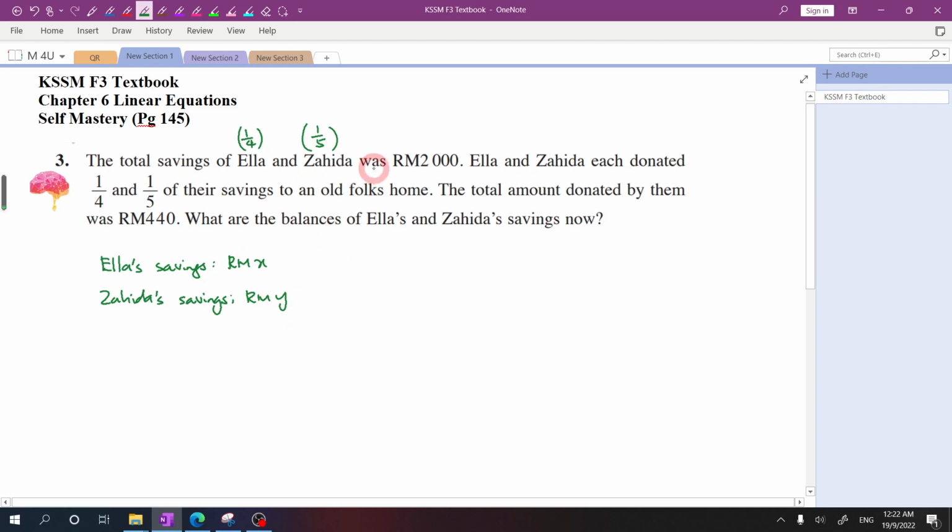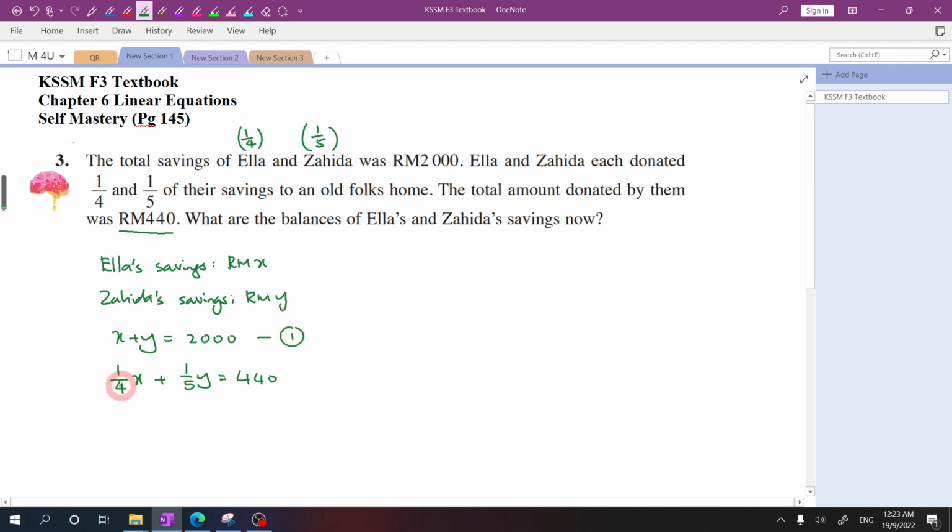Okay, so their total saving was 2,000 ringgit. That means X plus Y is equal to 2,000. Ella donated 1/4 of her saving. Ella's saving is X, so 1/4 of X, plus 1/5 of Y, is equal to the total amount they donated to the old folk home, 440 ringgit. Okay, let this be the first equation.